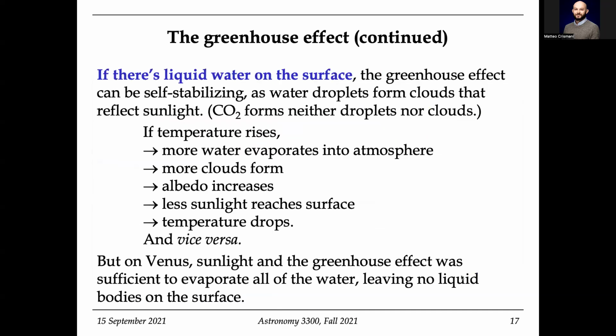So if there's liquid water on the surface, greenhouse effect is self-stabilized. How does the water carbon cloud cycle work?